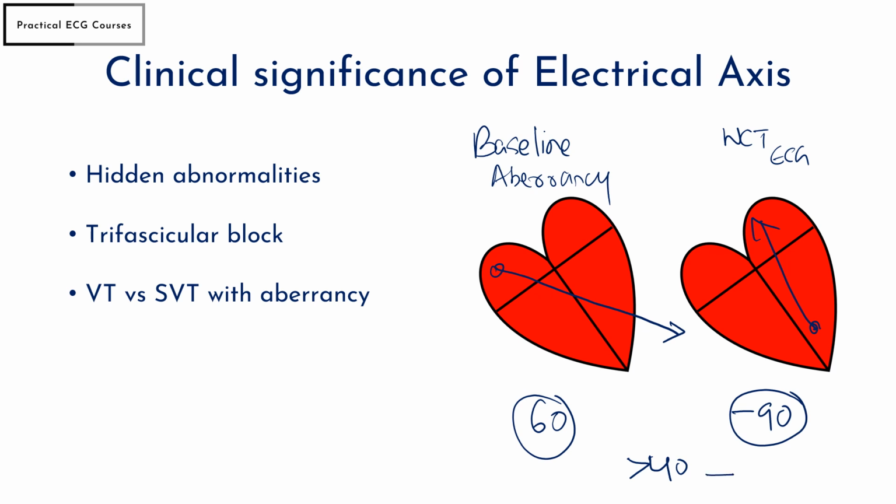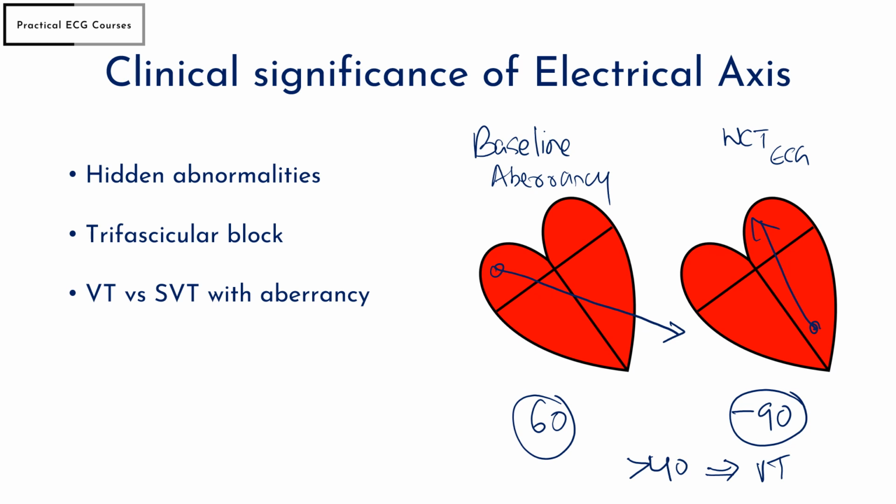So that tells you that this wide complex tachycardia is a VT. It's strongly suggestive of a VT. The reason is when there is a VT, the axis completely shifts. So if there is more than a 40-degree difference in axis from baseline.